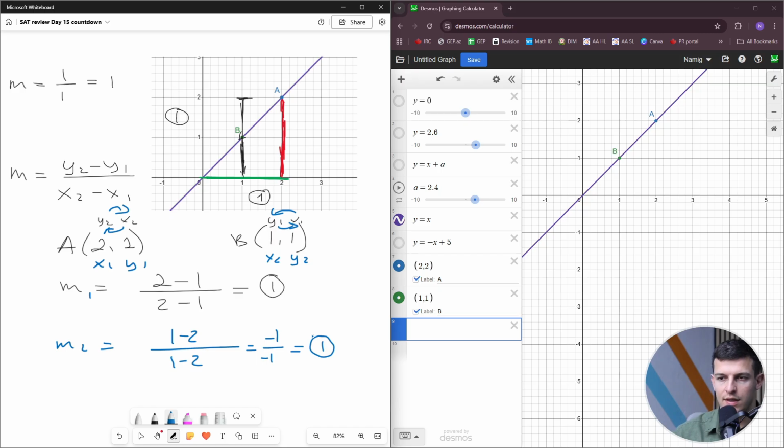So, as you can see, it doesn't matter as long as you don't mismatch them, like picking x1 from one point and y1 from a different one. As long as you don't do that, you should be fine. Again, why? Because it just shows the change in y divided by the change in x. So it doesn't matter which one you pick as your x1, y1 or x2, y2.